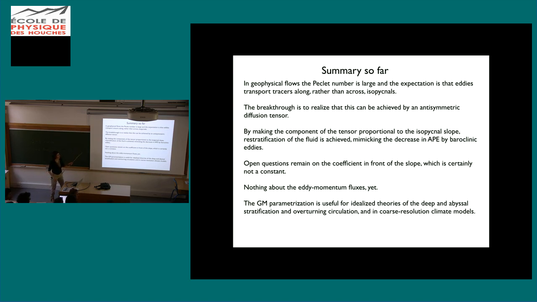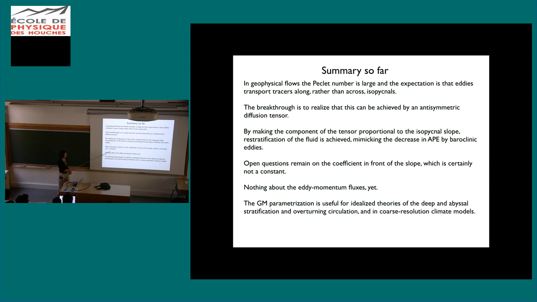Well, that may be, but certainly not with the horizontal diffusion. So the main message I think to take away is to go to an antisymmetric diffusion tensor, making it proportional to the isopycnal slope, so that the net result is restratification of the fluid, which mimics the decrease in available potential energy by equilibrated baroclinic eddies. Of course, you still have the problem of this coefficient, which is certainly not constant, possibly not even positive everywhere, point by point.